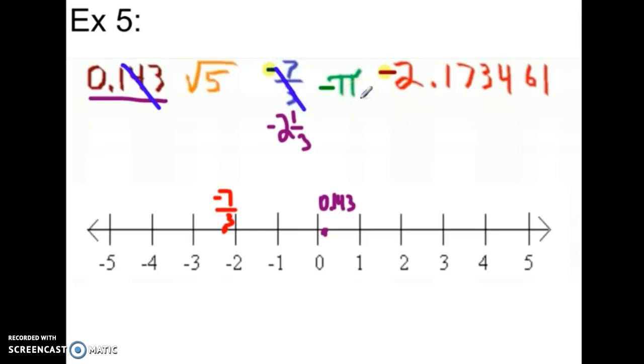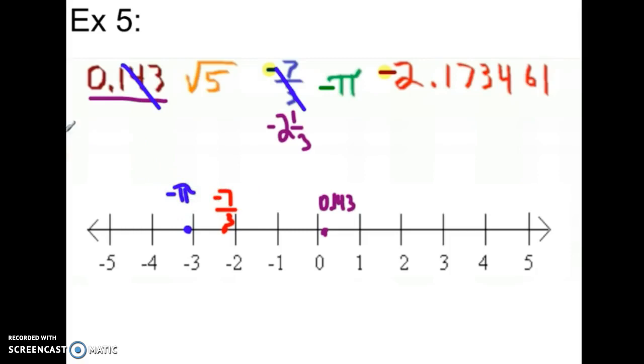Negative pi. Pi equals 3.14159, on and on and on. So negative pi is going to be negative 3.14, on and on. So that's going to be just a little to the left of negative 3. So that's my negative pi.